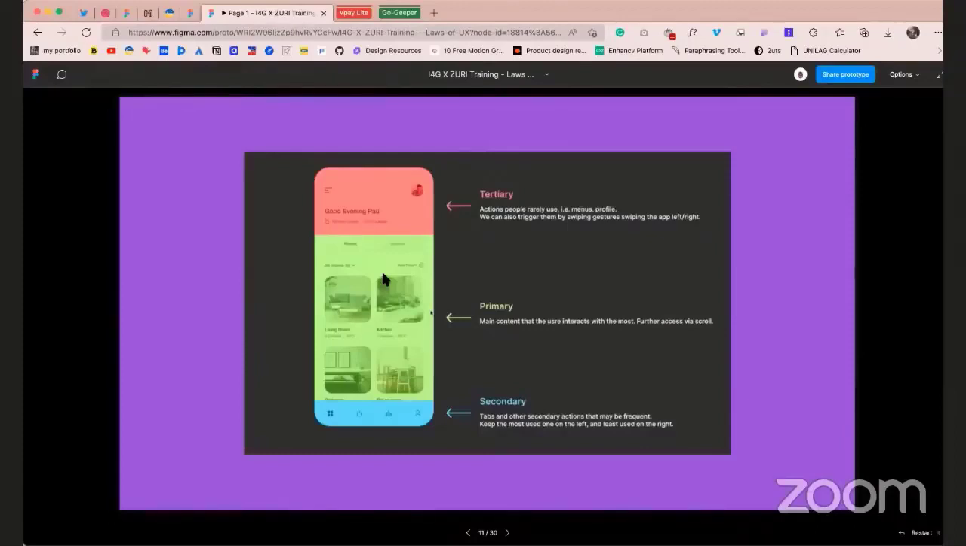And then the tertiary part, actions people rarely use: menus, profiles. We can also trigger them by swiping gestures, swiping the app left or right, right? So for those of us that use Twitter, your profile picture is on the upper left-hand side, right? It is hard for you to just click on that, but you can easily just swipe your screen to the other side and then it takes you there. Those are just things that will help your usability.